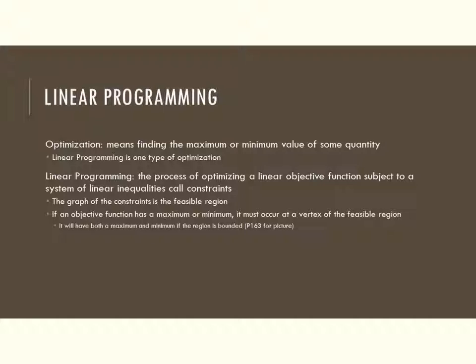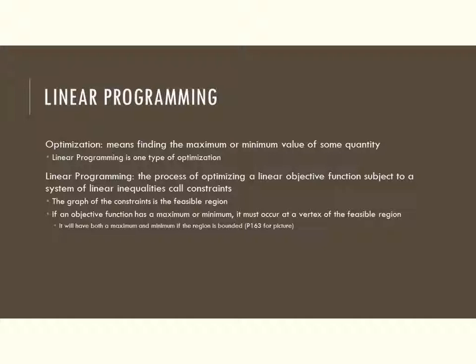Well, first of all, let's talk about optimization. Optimization is either going to mean you want to find the maximum or the minimum of some value. Like if you want to optimize your driving time, you might want to find the minimum driving time. But if you want to optimize your profits, then you would want to find the maximum profits. So linear programming is one type of optimization, or one way to figure out the optimal value of something.